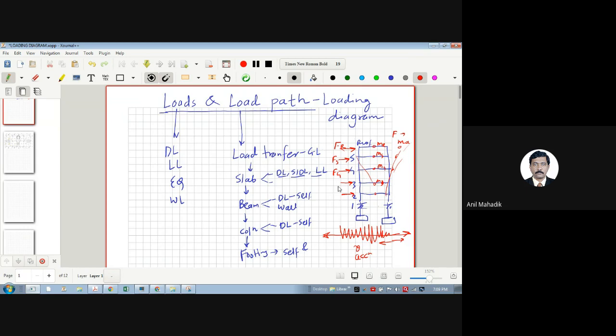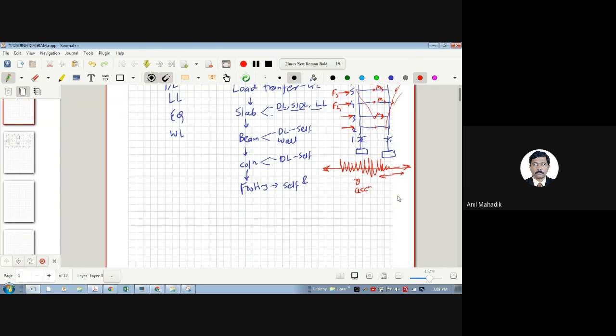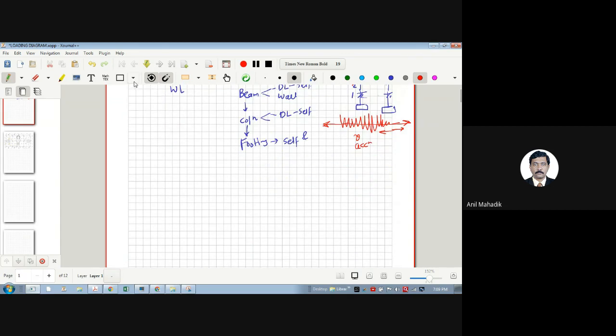Now, what is the load path in this case? Vertical gravity load is very easy. From top to bottom, it will go. So how will it go here? Horizontal to... let's take a smaller example of a frame.